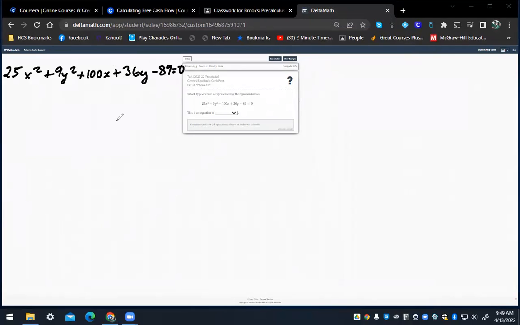I mean, it's all ellipses. However, I want you to work through this problem with me, write stuff down, because I want to show you how to condense this into elliptical form. This is kind of important.